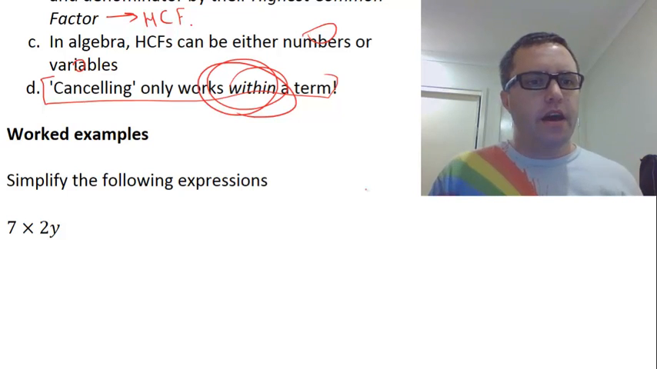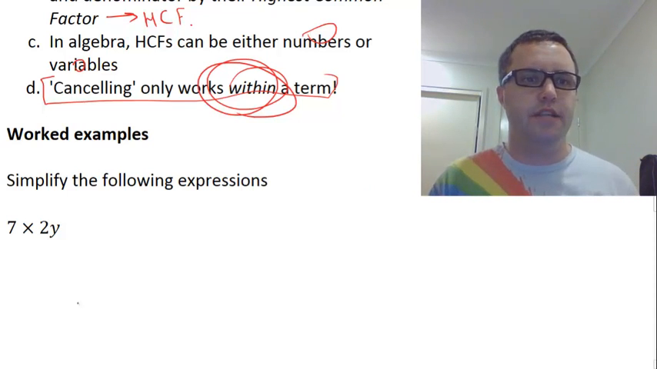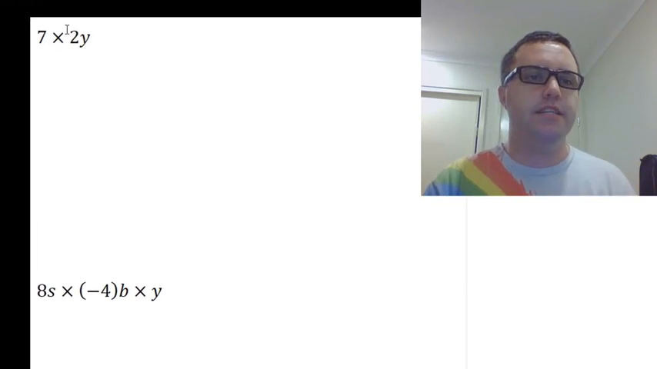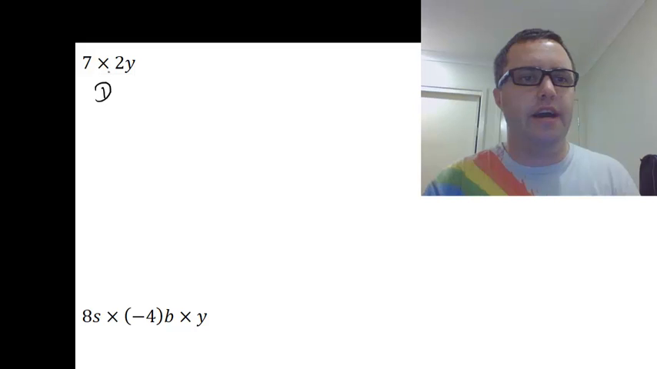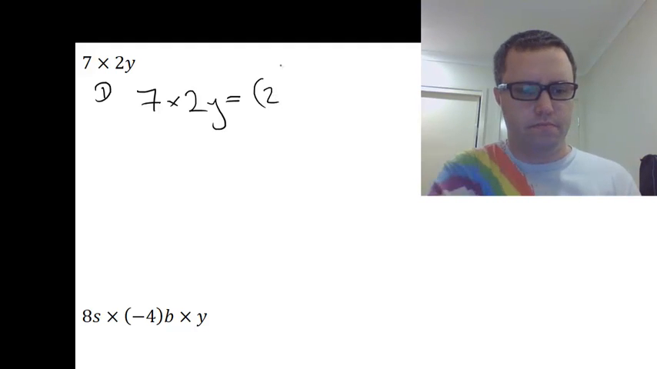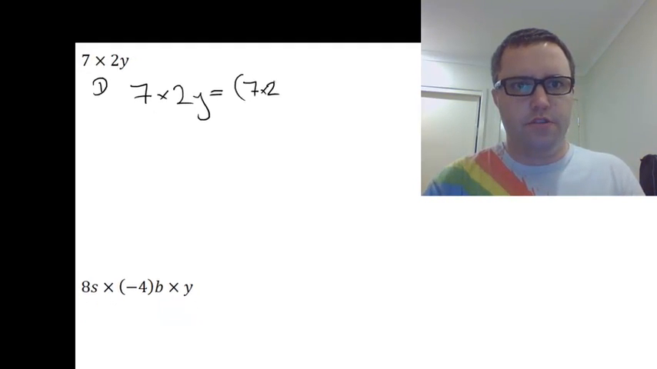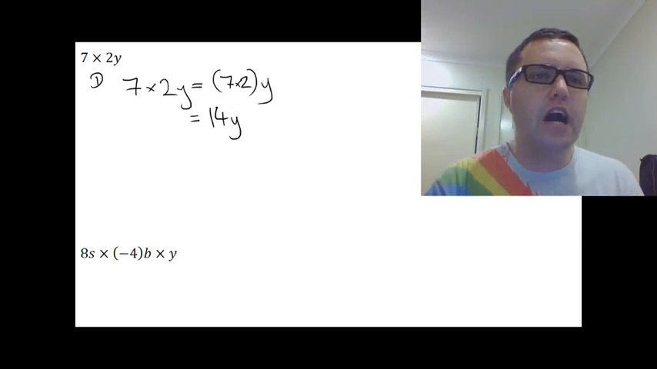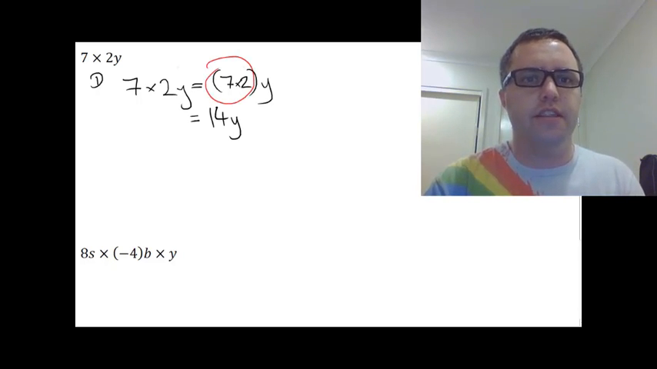Having a look at some worked examples now. Simplify the following expressions. The first one we've got here is 7 times 2y. We've got multiplication here, and remember, the first step is to multiply our numbers together. So 7 times 2y is the same thing as 7 times 2, which is 14, y. In fact, I kind of went over the top. You definitely don't need this step. You could just go straight to this one here. That's how it works.